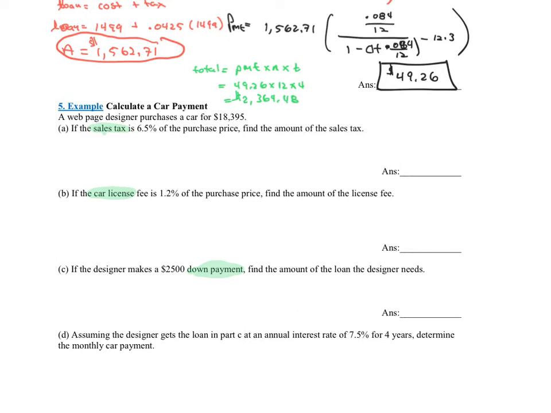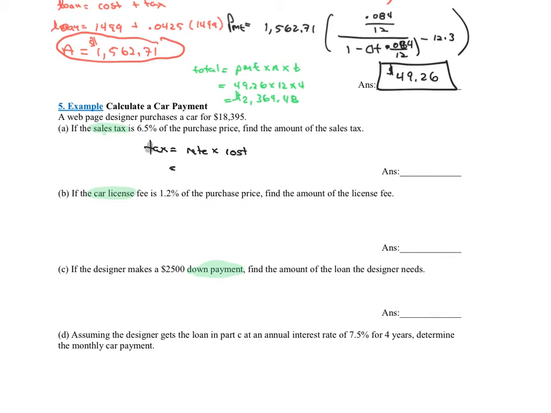So let's look at this. It says a web page designer purchases a car for $18,395. So that's the cost of the car. That is not the loan amount. It says if sales tax is 6.5% of the purchase price, find the amount of the sales tax. So to find the amount that we pay in tax, you're going to do the rate times the cost, whatever the purchase price is.